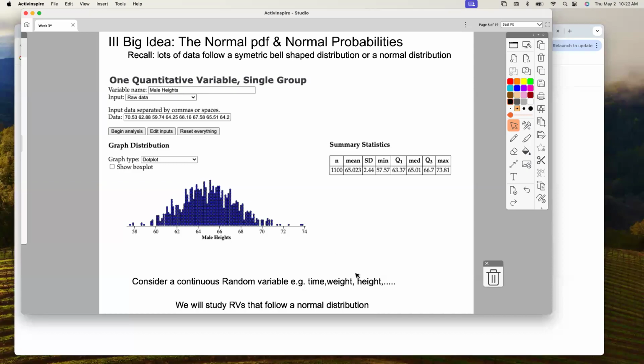Okay, here we are for the third big idea, which is the normal distribution. Sometimes we call it a PDF or a probability density function. I don't want to get too technical there, but sometimes you'll hear that term. And we use these to calculate ultimately normal probabilities.